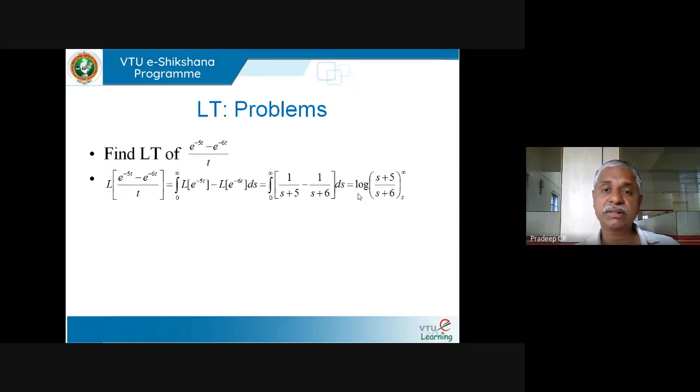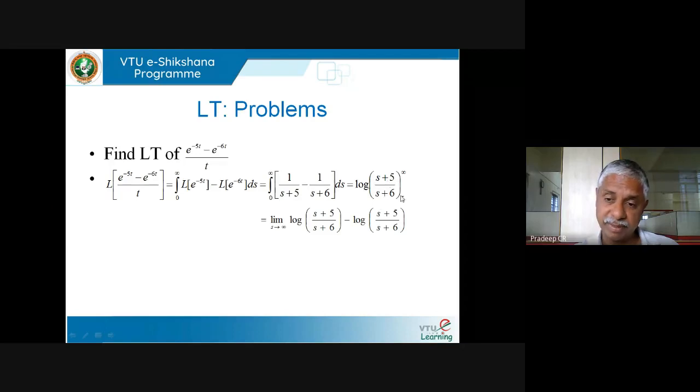Easy. You basically divide both numerator and denominator by s, because then I'll get 5 by s and 6 by s, which become 0 as s tends to infinity, and then I'll have 1. So that's precisely what I'm doing here, in two parts. First, log of (s plus 5) by (s plus 6) from s to infinity means I will write this. First, I will not substitute s equal to infinity. I'll write the limit of log of (s plus 5) by (s plus 6) as s tends to infinity, minus log of (s plus 5) by (s plus 6). I just put the limits, that's all.